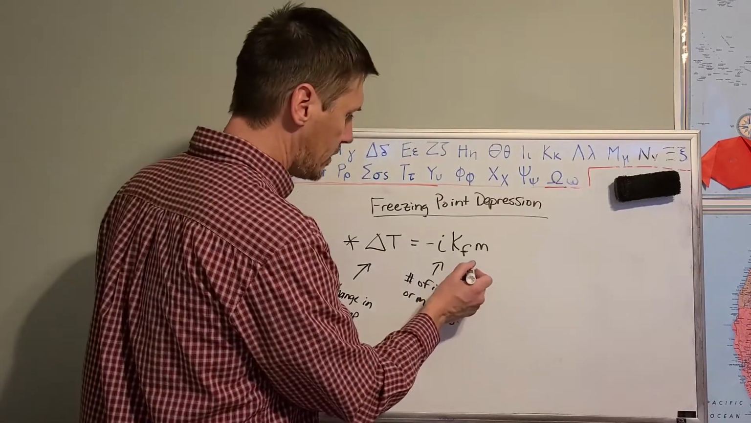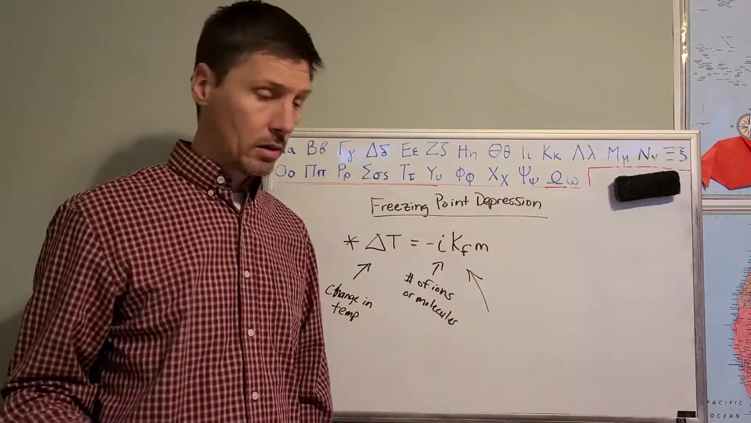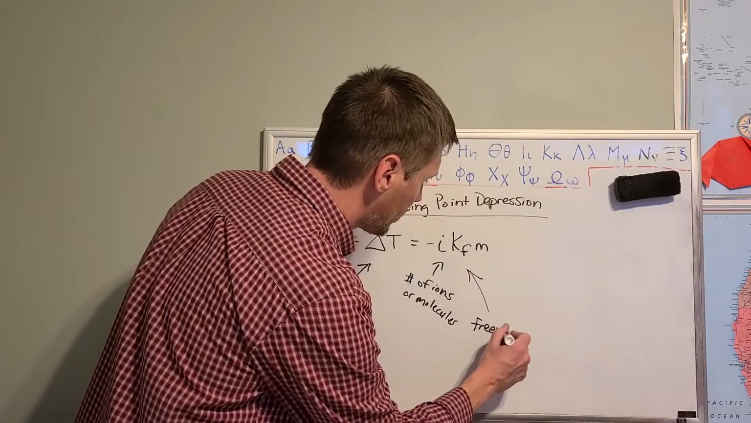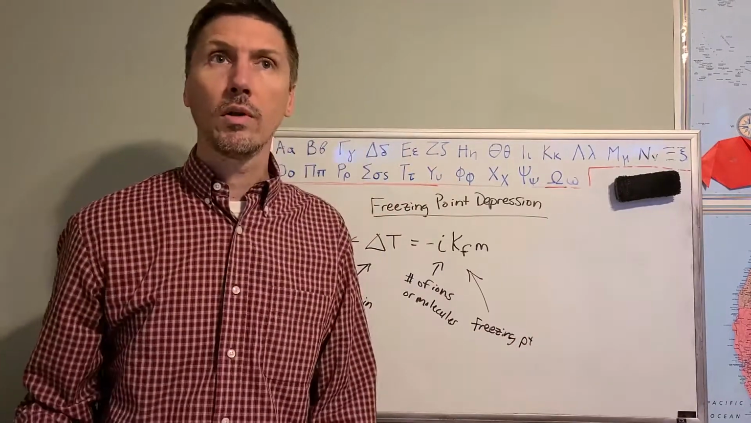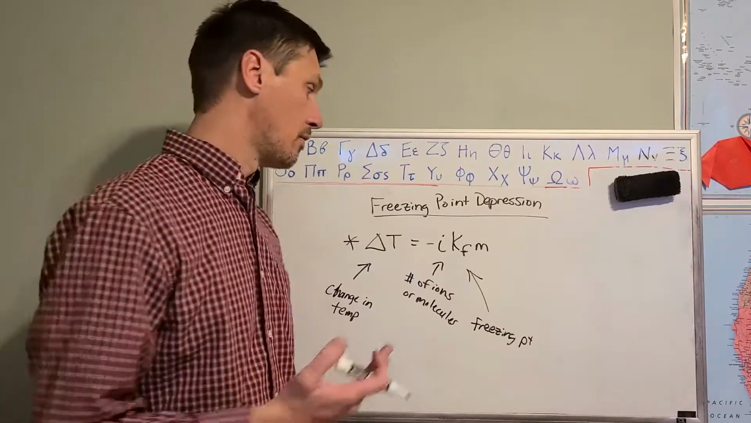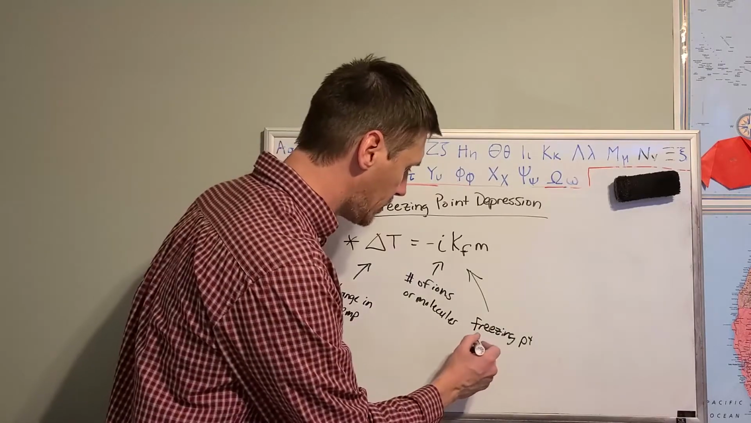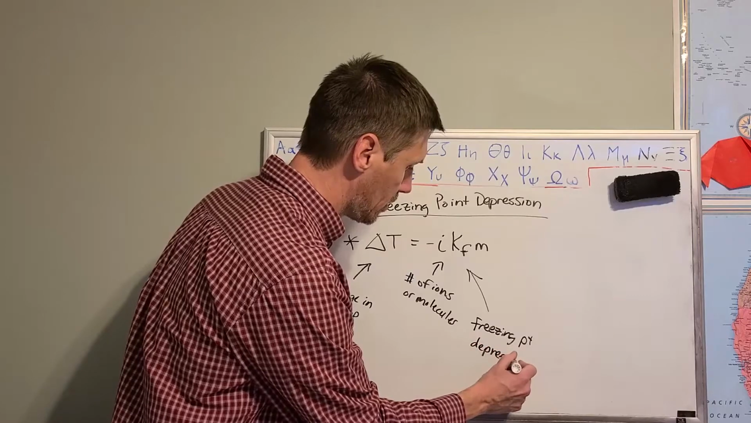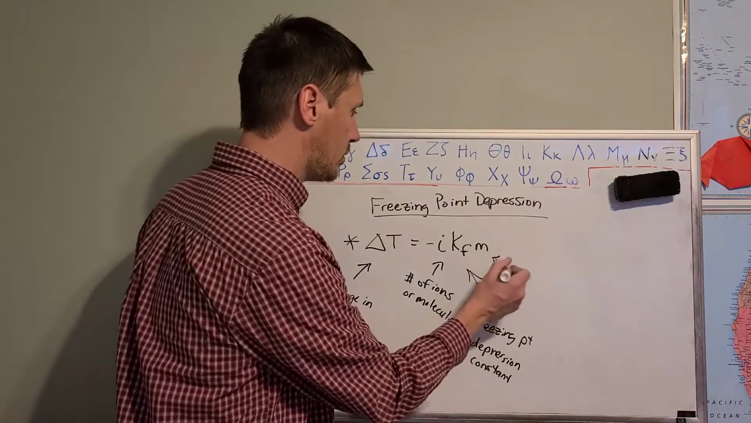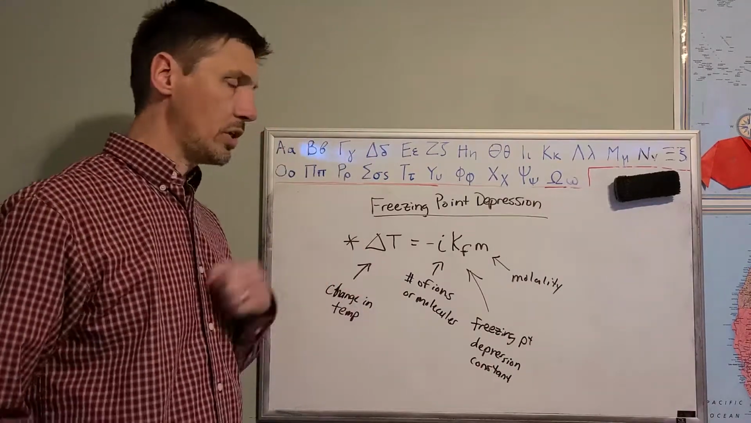And this capital K, lowercase f, is the freezing point depression constant. That's just something that we will give you. It's unique depending on what the solute is. We're going to work a problem in a moment, and I'll tell you what the freezing point depression constant is for water. You don't have to memorize that; I'll give it to you on a test. And then here's our friend molality. I told you that was coming back. We also have to know the molality in order to calculate this change in temperature.